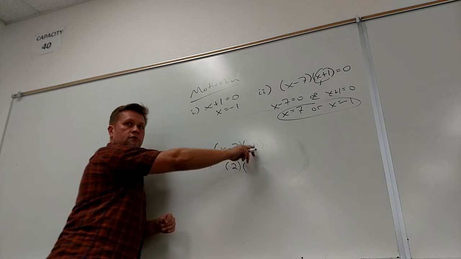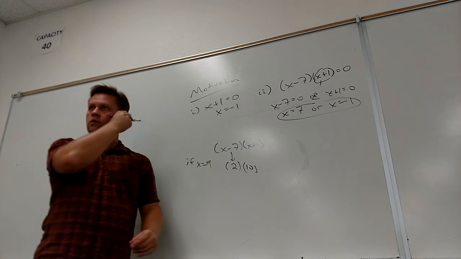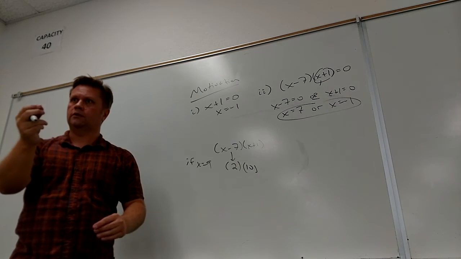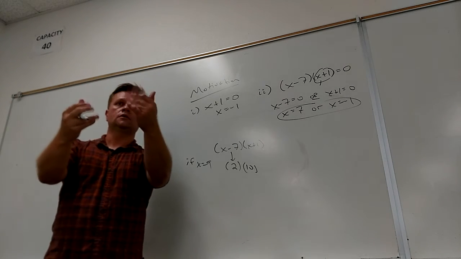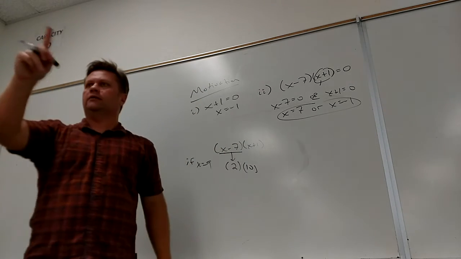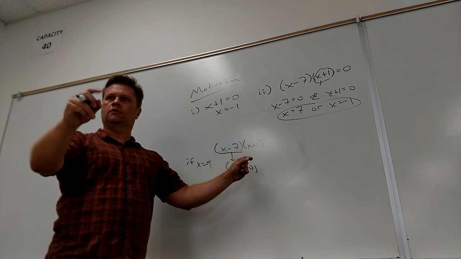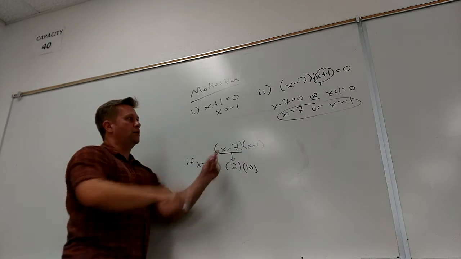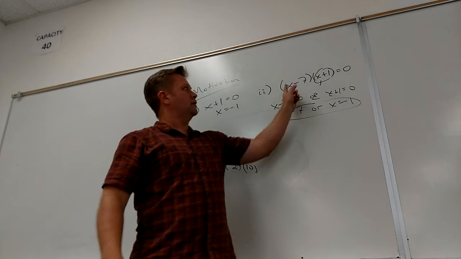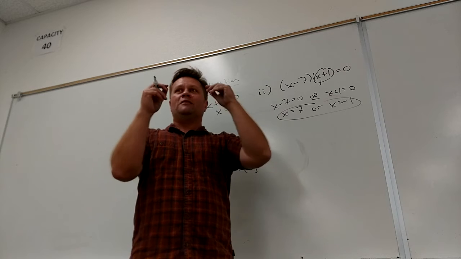And what number is this? 10. So if x is 9, this times this is 20. Do you guys understand what I'm saying? All right, I like it. So this really is just one number. If I knew what x was, that is one number, isn't it? So I can let x be anything. But if x was this or this, then the whole thing is zero, because one of them is zero.